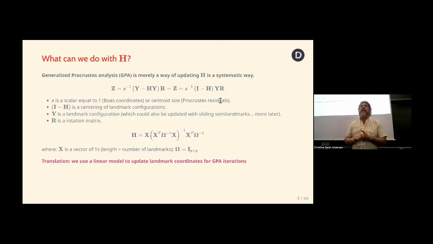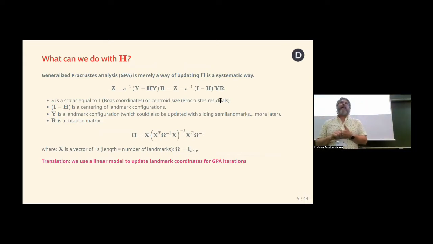For example, if you've done a generalized Procrustes analysis as a method of shape analysis, we calculate a model. And we have an equation that looks like this, where Z is a matrix of Procrustes residuals. I'm going to go over to the right side here. Those residuals might be scaled. So S is 1 if we're talking about Boas coordinates.